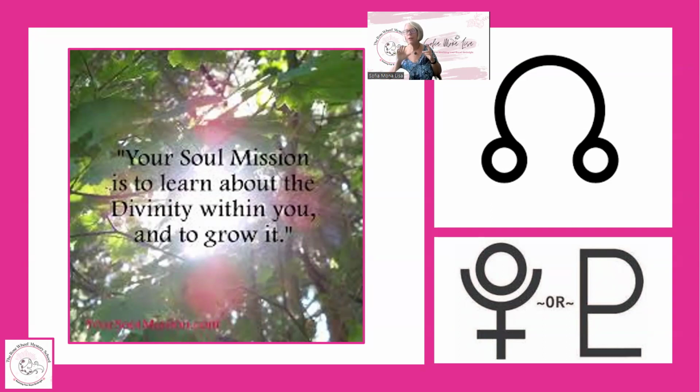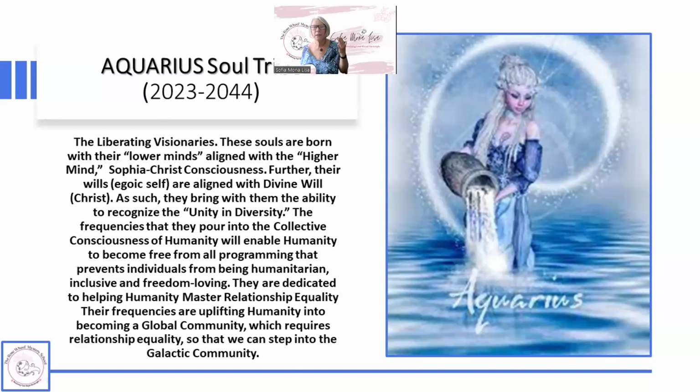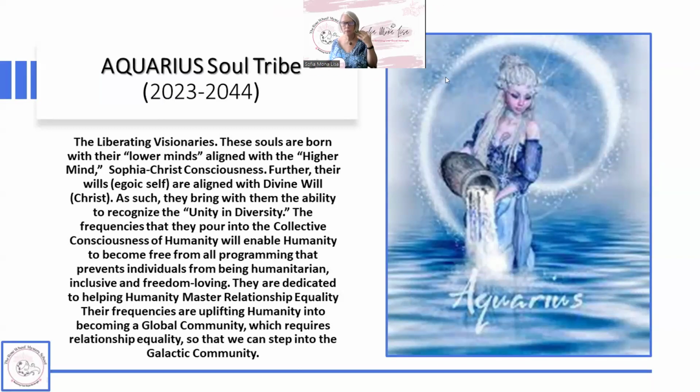And then I want to go through the different soul tribes with you. So I've created a slide for each of the different soul tribes. We're going to start with the Aquarian soul tribe that has been coming in. Okay, so notice that the souls that are a part of this Aquarius soul tribe started coming in last year, and they will continue to come in through 2044.